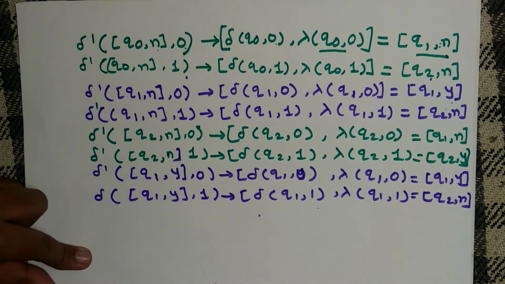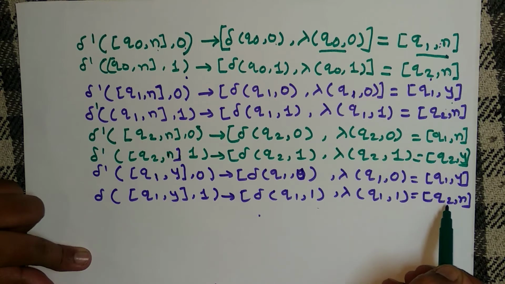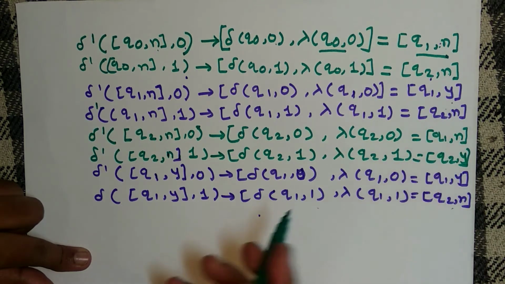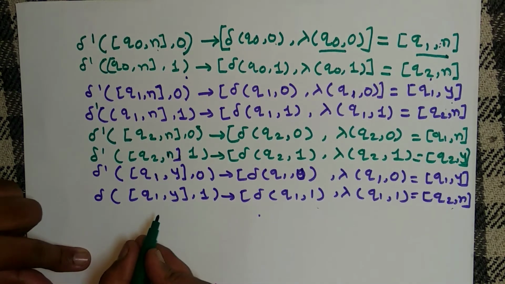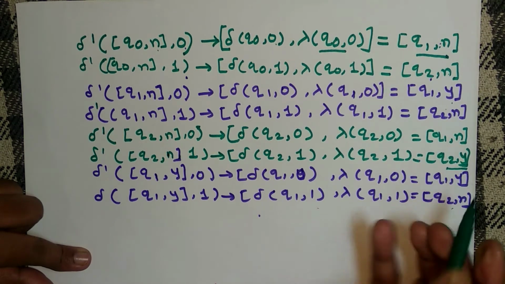Now one is remaining. Which one? Q2y. This one is remaining. Now see, you can observe these are repeatedly coming, so we can stop for them. Stop the calculations for the repeated tuples. Now which one is remaining? Q2y is remaining.